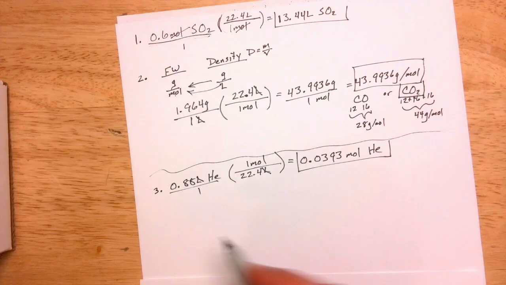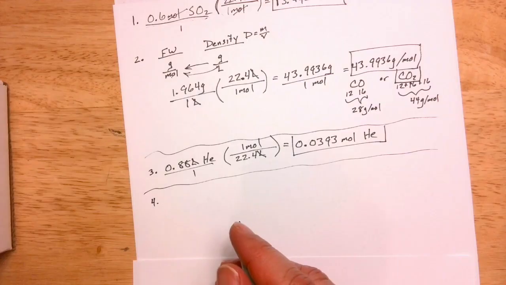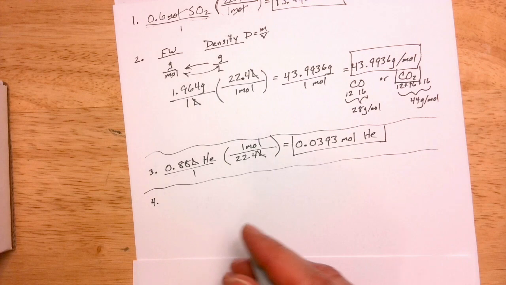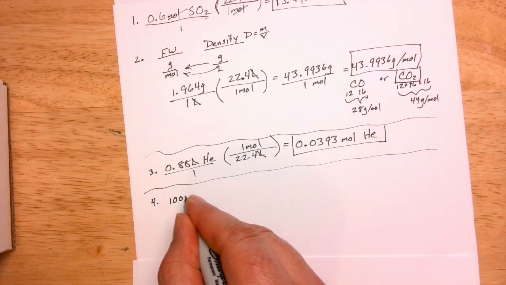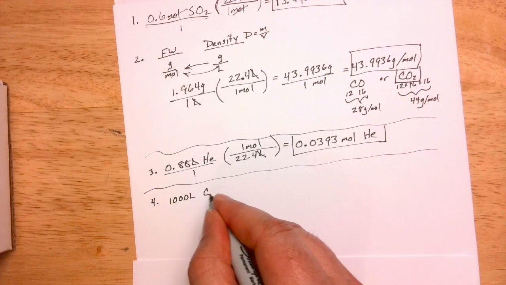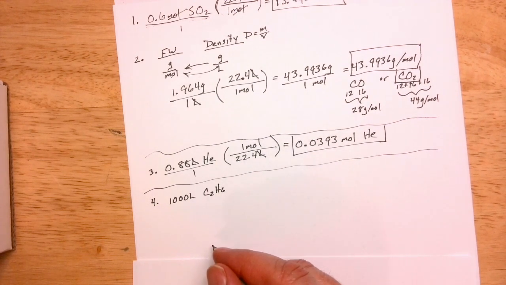Number 4, assuming STP, how many molecules are in 1,000 liters of C2H6, which is ethane. So we're looking at how many molecules are in 1,000 liters of ethane, which is C2H6. So if you have 1,000 liters of ethane, C2H6, we want to find out how many molecules are there.